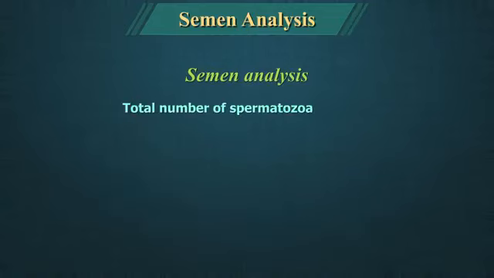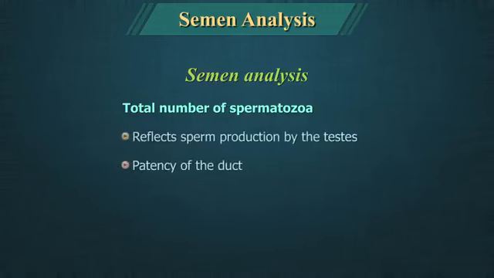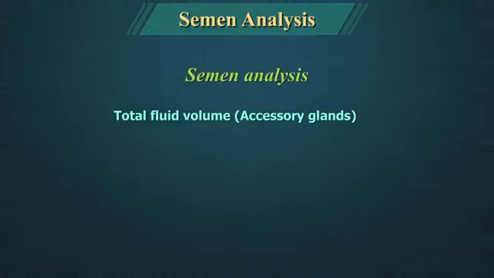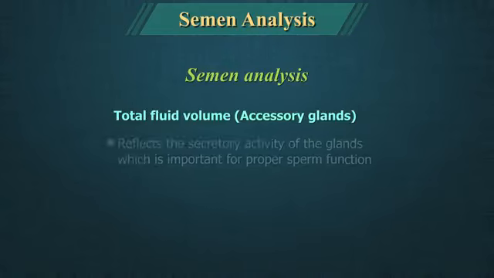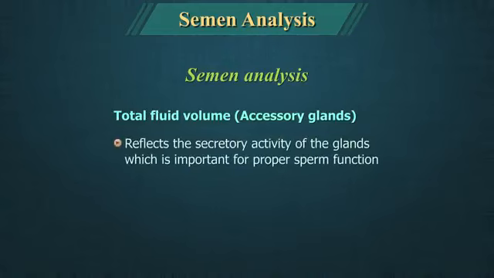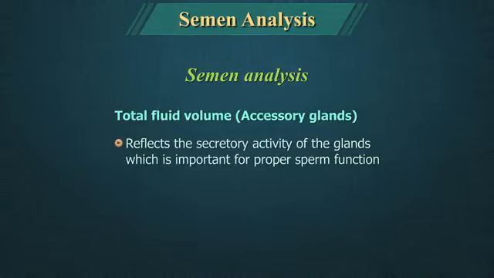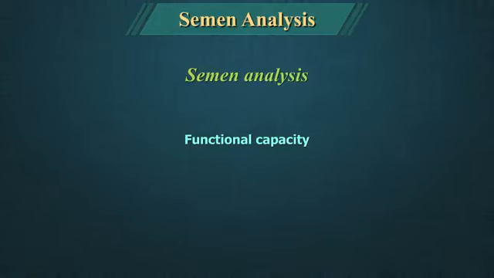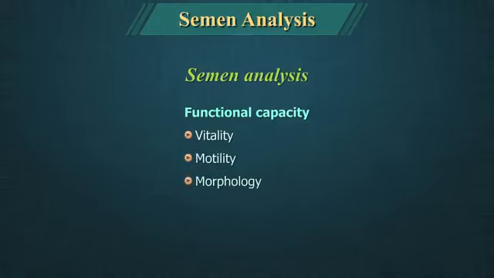The total number of spermatozoa reflects sperm production by the testes and the patency of the post-testicular duct system. Total fluid volume contributed by the various accessory glands reflects the secretory activity of the glands, which is important for proper sperm function. The functional capacity of the spermatozoa is assessed by their vitality, motility, and morphology.